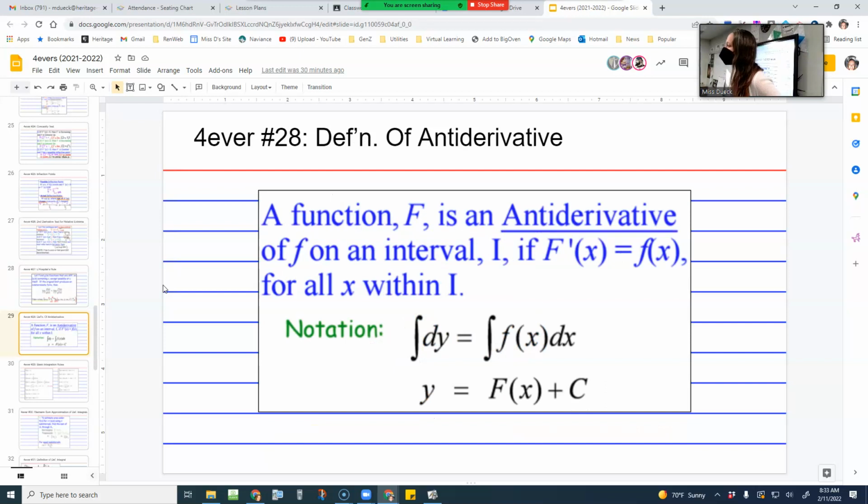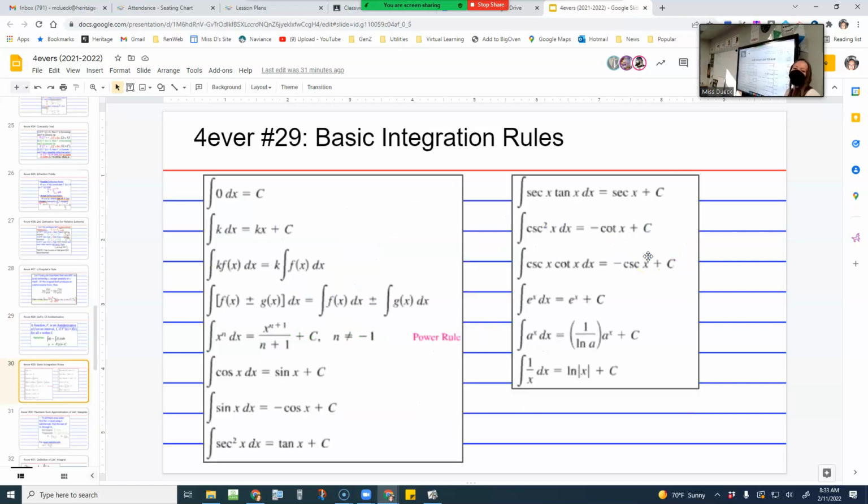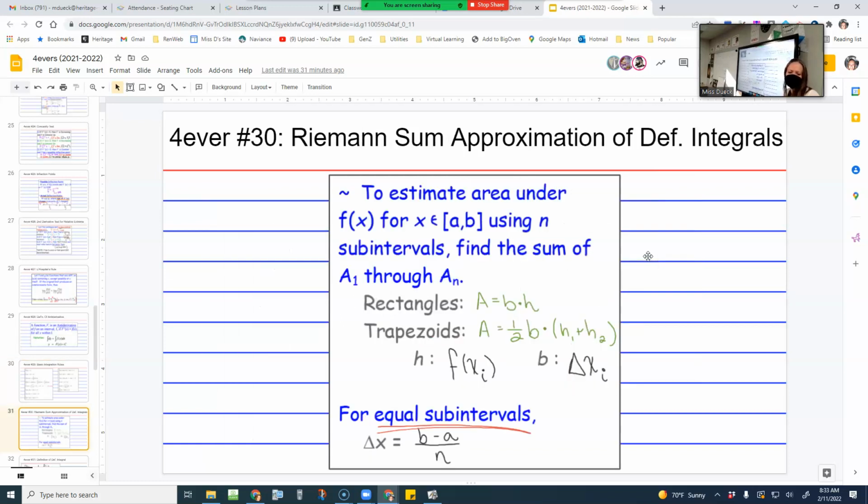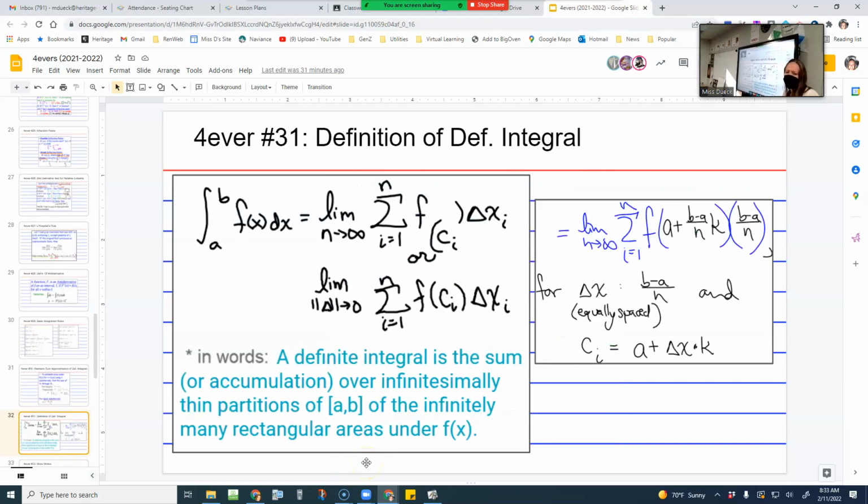What does it mean to be an antiderivative? Somebody is the antiderivative of somebody else if his derivative is the somebody else. Okay, that's interesting. Basic integration rules. I could give you any of those, multiple ones of those, right? I could give you something about the area of a rectangle, area of a trapezoid, or how to find a height, how to find a base.